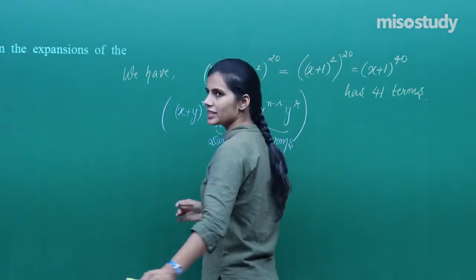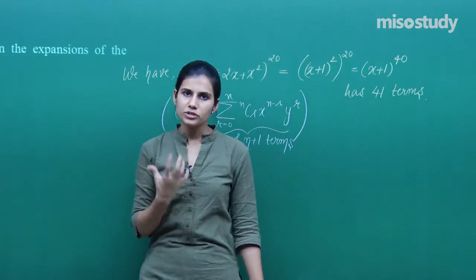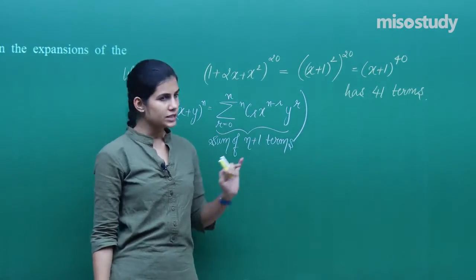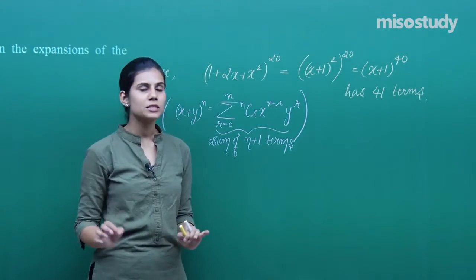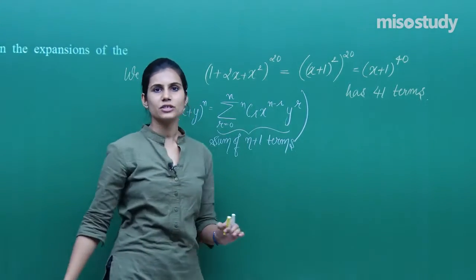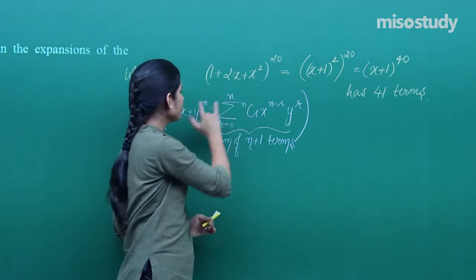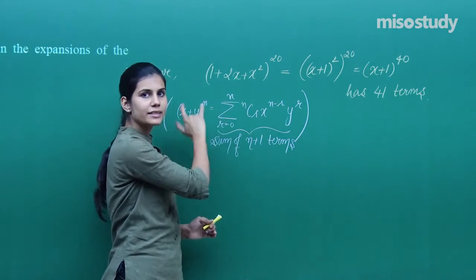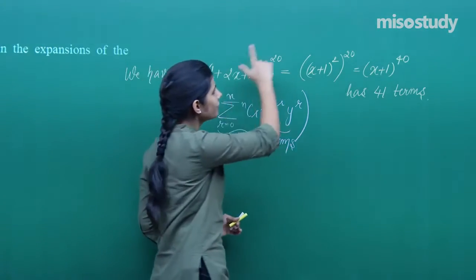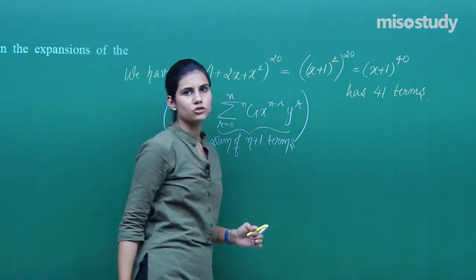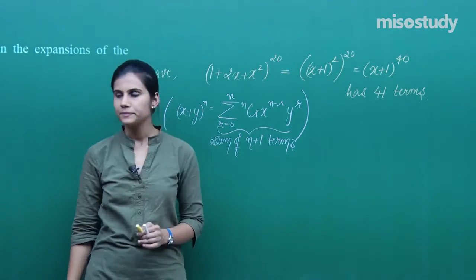So the expansion of (x + 1)^40, which is the same as the expansion of (1 + 2x + x²)^20, has 41 terms. Many students commit this mistake of writing 21 terms by just looking at the power and adding 1 to it. But actually you need to see that the expression should be in the standard form (x + y) raised to the power n. So you convert it into the form (x + y)^n, and to this n you add 1 and declare that to be the number of terms in its expansion.